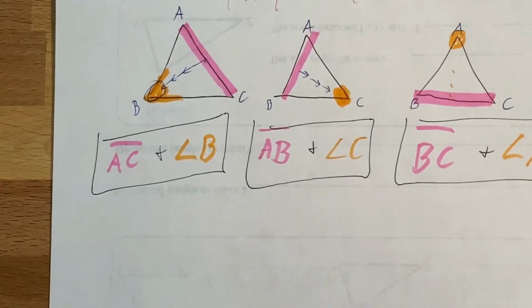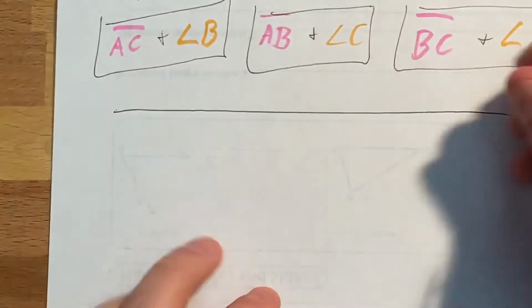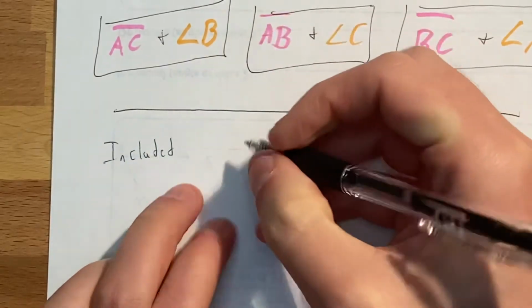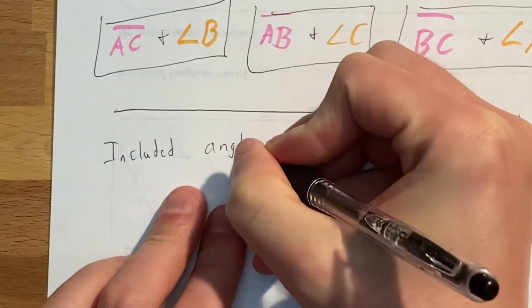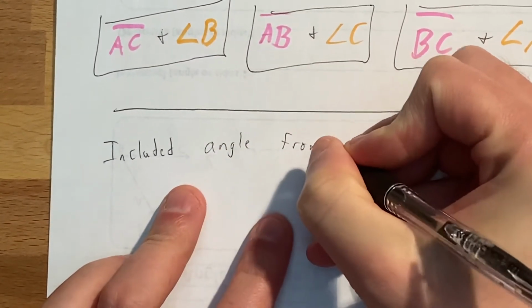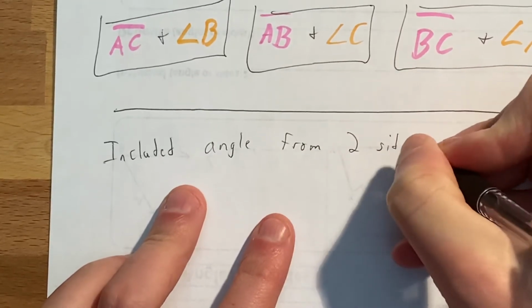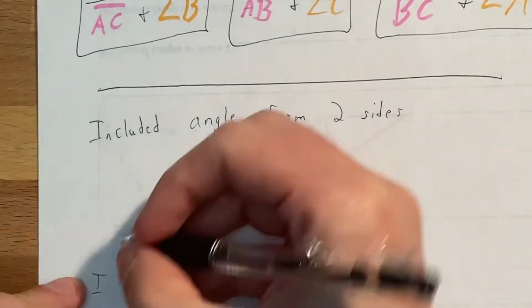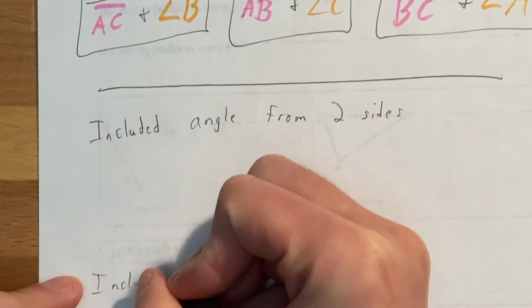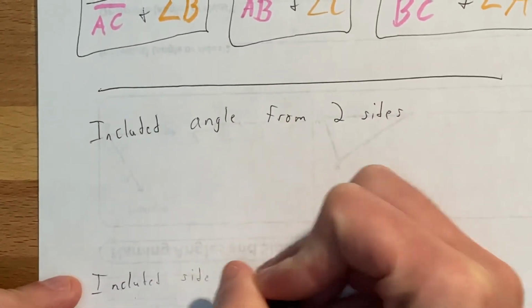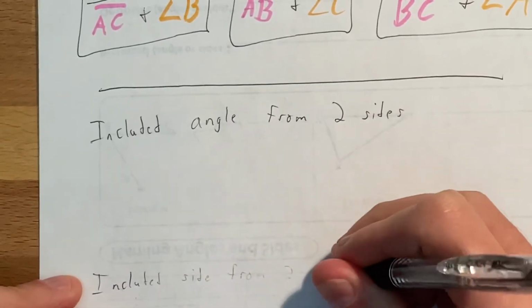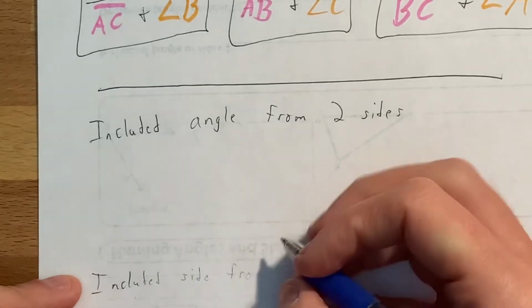Included, oh, I just did opposite. I didn't do included. Here we go. So let's go down here to included. It's going to be very similar. The included angle from two sides, or you can have an included side from two angles. And it's running out of ink.